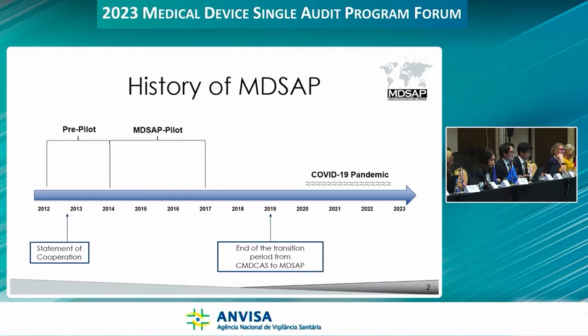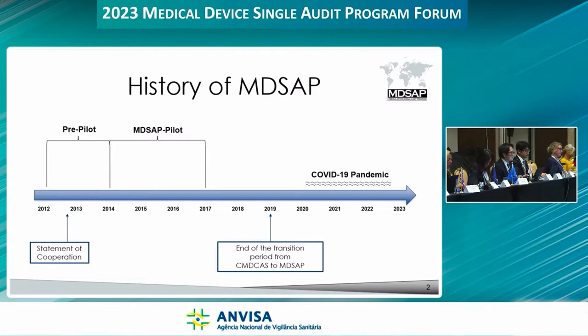So this is the history of MDSAP. The activities of the program started in 2012 based on the Statement of Cooperation. At the early stages, the main activities were the development of the processes and procedures. After the development, we initiated the AO assessments and the manufacturer audits. These activities were conducted during the pilot phase, but the participating manufacturers were not so many.